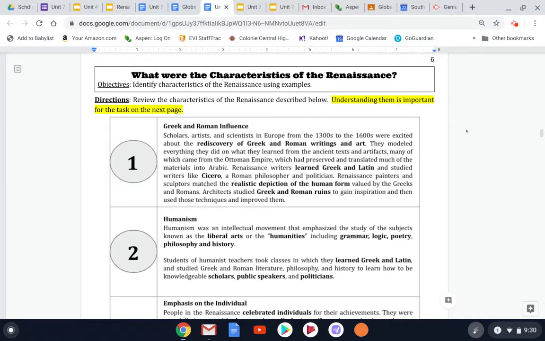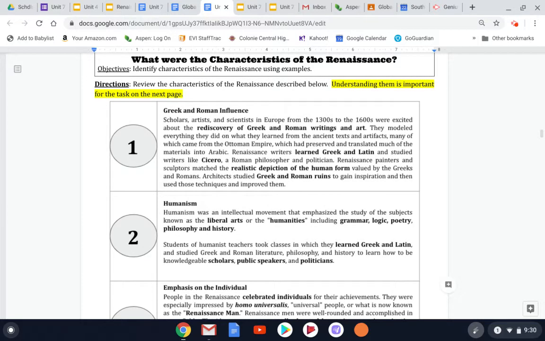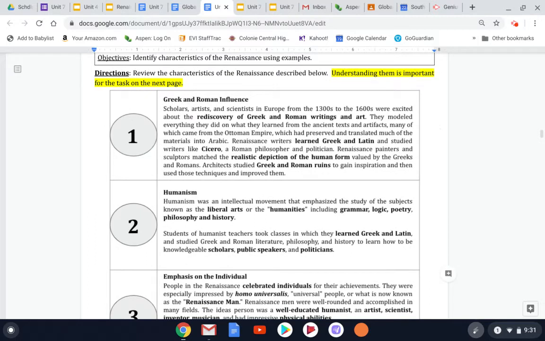This is a 2-page activity. On the first page, we have some characteristics of the Renaissance described. I want you to take a moment to read over these very thoroughly on your own. In just a moment, I'm going to give you a brief overview of them, but everything is bolded here to help you understand a little bit deeper. Knowing these concepts is going to be very important to help you on the task on the next page. So let's go over these together.